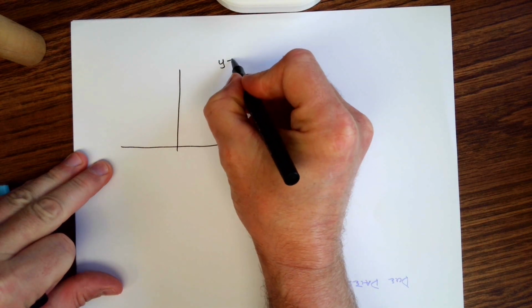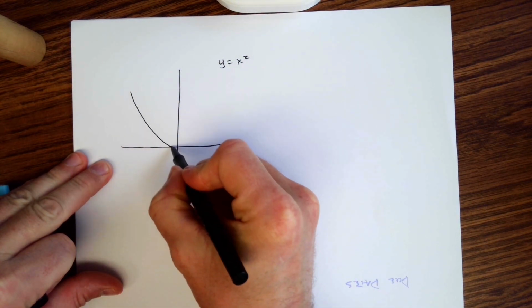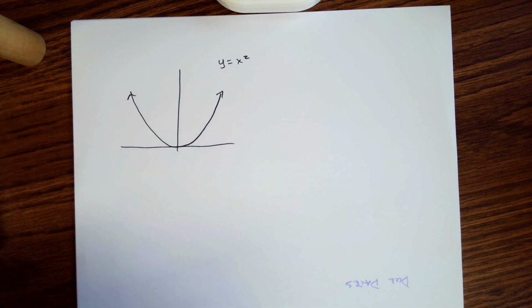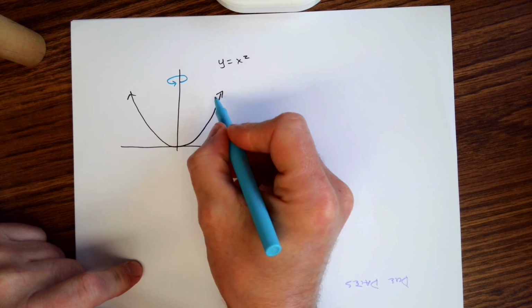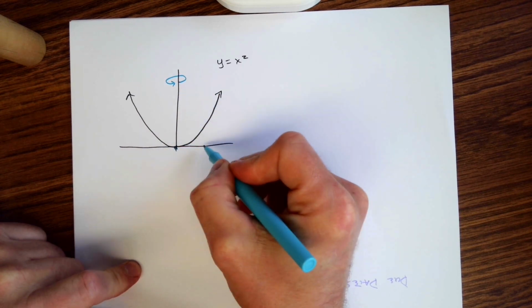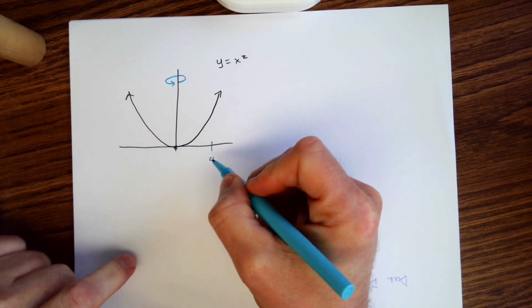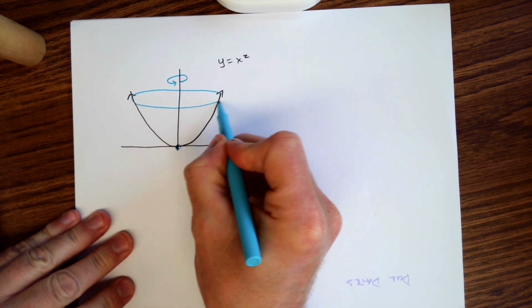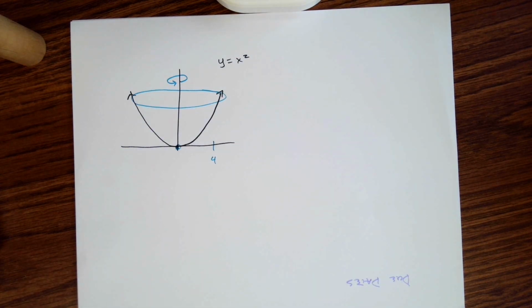Let's think about y equals x squared as our equation, which looks something like this. What happens if we rotate just from 0 to 4 around the y-axis? What we end up with is a solid that looks something like a bullet tip, or a bowl that hasn't been hollowed out yet. Something like that, right? It's some type of bowl-looking solid cone.